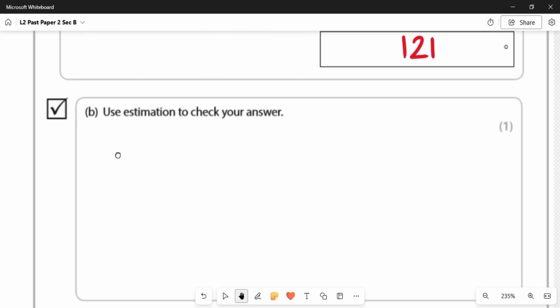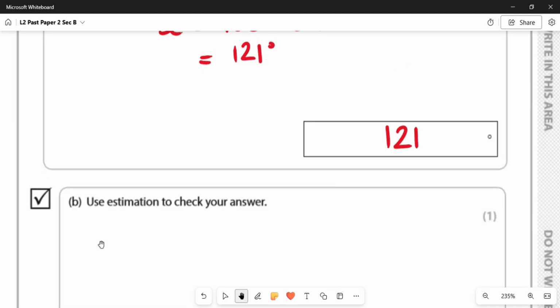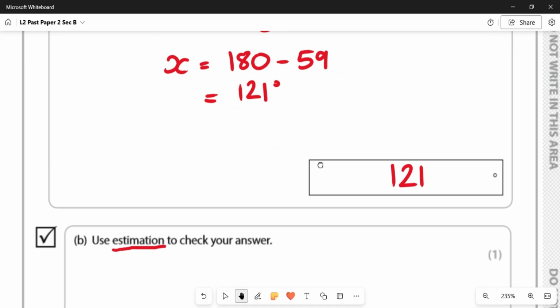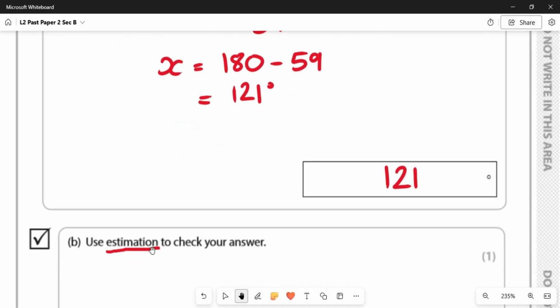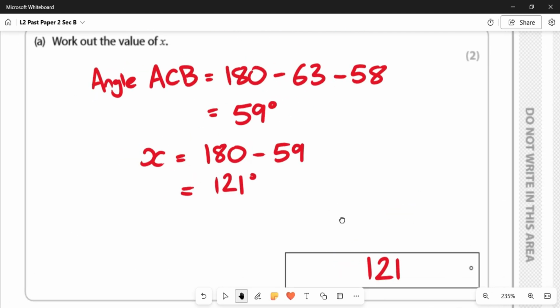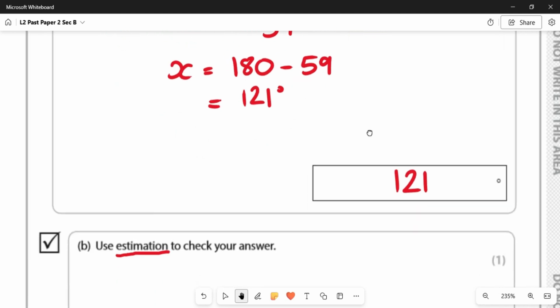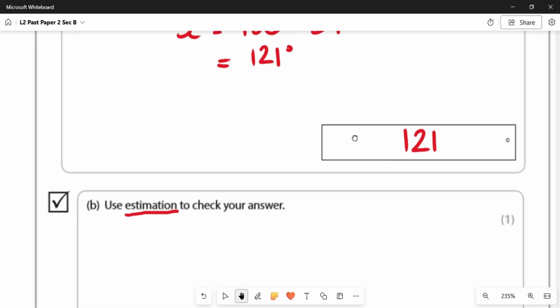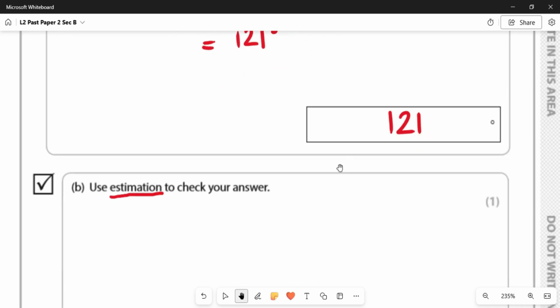Part B says use estimation to check your answer. Keyword estimation. When it says this, you could work backwards, you could work forwards as well for this, because you're just using estimation to check. I'm gonna work backwards, but obviously because it says estimation, you have to round your numbers. So I'm not going to use 121. Let's call that 120 to the nearest 10.